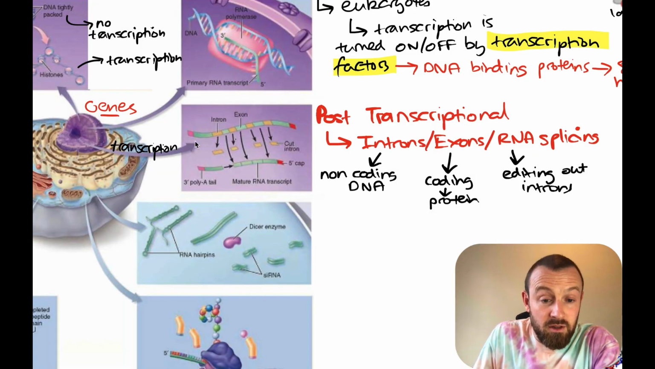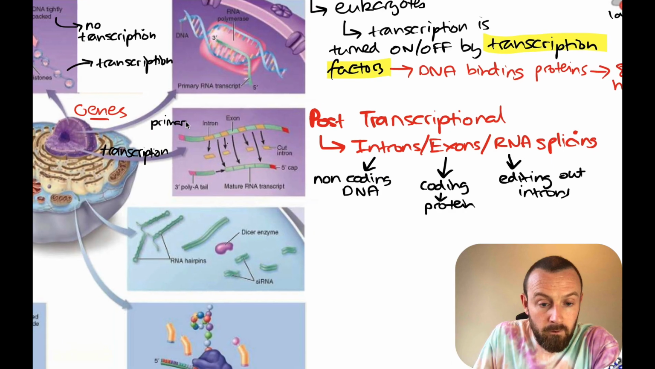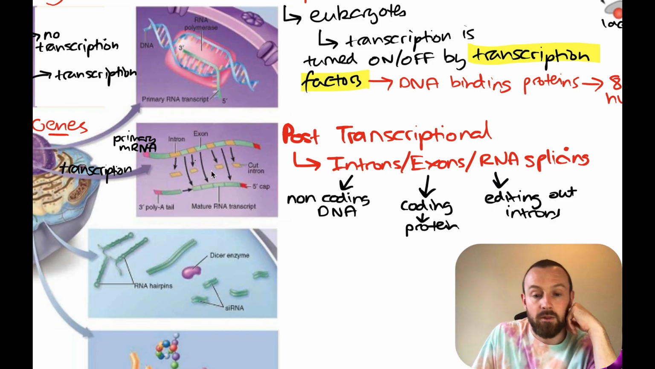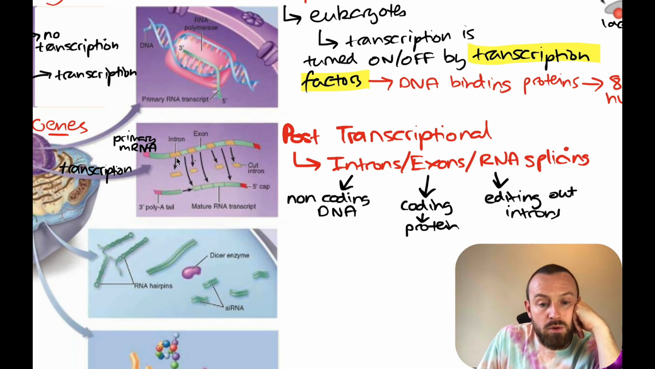And that produces this here. This top band is called the primary mRNA. So primary mRNA is just after transcription. It hasn't been processed yet. And this process of removing the introns produces a mature mRNA, or the mRNA.